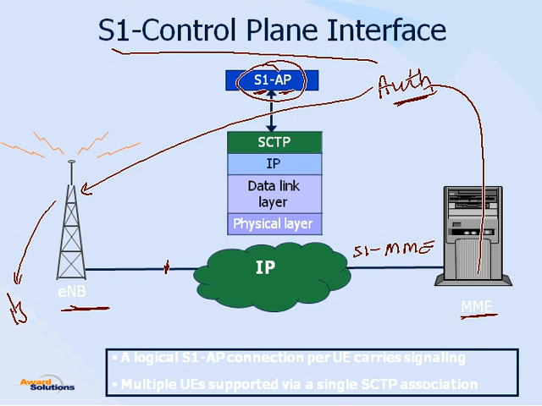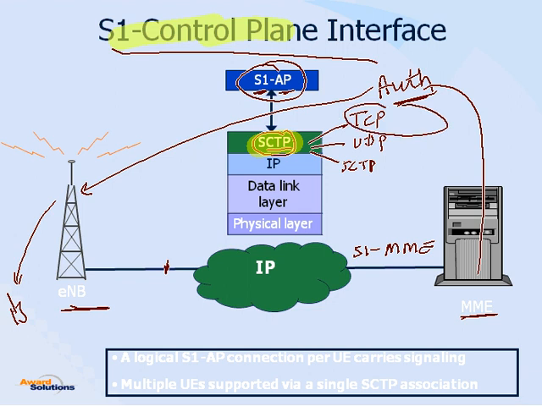The S1 application protocol will construct the message and send it to the lower layer. Here we use SCTP. In general, we have TCP, we have UDP, we have SCTP, so we have these options for our transport layer. In the control plane, we have chosen SCTP. Think of SCTP as a better version of TCP. Just like TCP, it provides reliability.